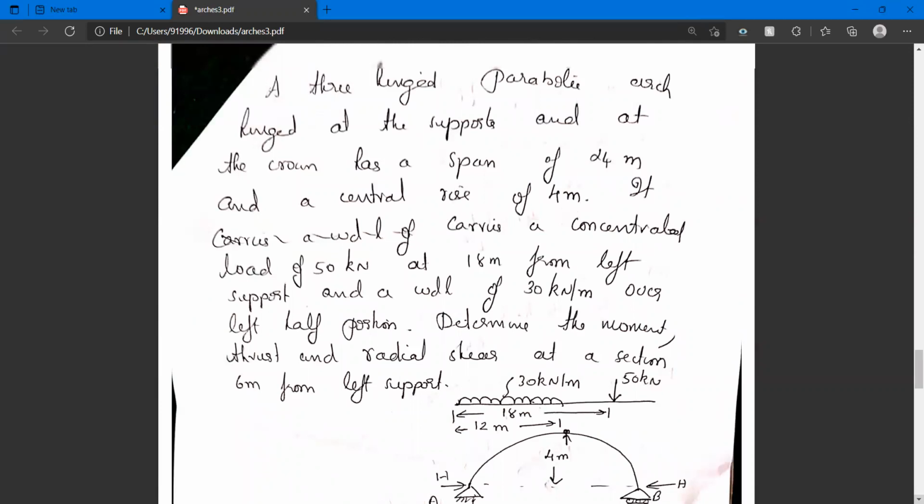Next, we have a problem on parabolic arches. A three-hinged parabolic arch hinged at the supports and at the crown has a span of 24 meter and a central rise of 4 meter. It carries a concentrated load of 50 kilonewton at 18 meter from left support and a UDL of 30 kilonewton per meter over left half portion. Determine the moment, thrust and radial shear at a section 6 meter from left support.